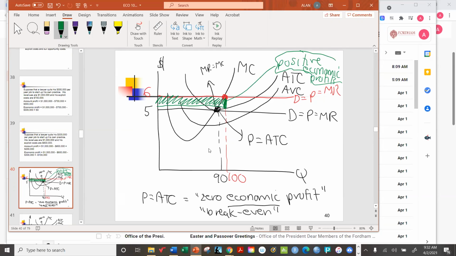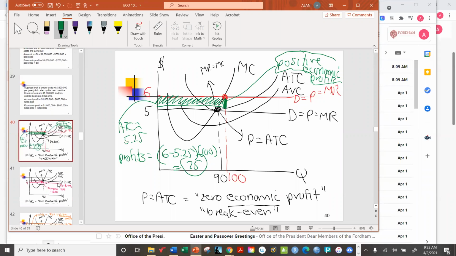Okay, so let's say, for example, at this point, ATC is $5.25. So our profits equal the difference between the price and the ATC times the number of units we're selling, and that works out to be $75. And this is positive economic profit. This is fantastic news for the perfectly competitive firm because normally they expect to break even. Now they're not only covering their opportunity costs, they're actually making even more money than that.